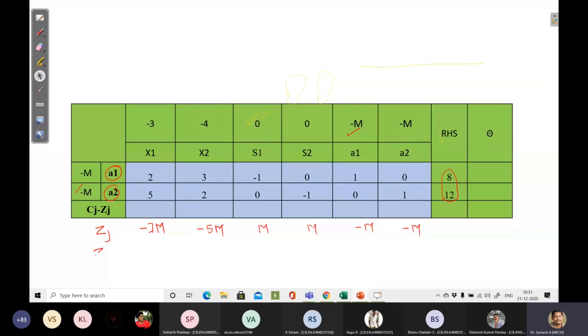So if you are going for Zj minus Cj, it will be minus 7M minus of minus 3, so minus 7M plus 3. This will be minus 5M plus 4. Here it will be M. Here it will be M. Okay, what will be the next one?